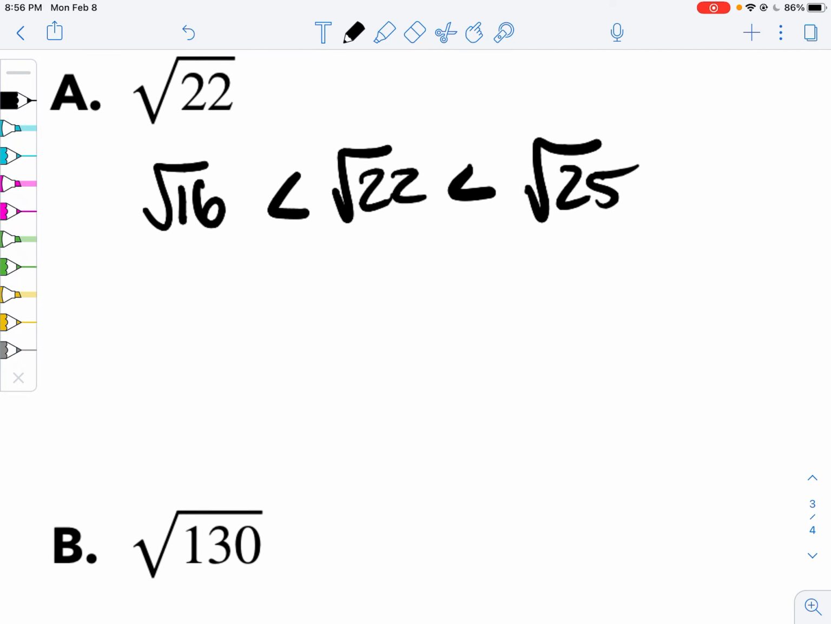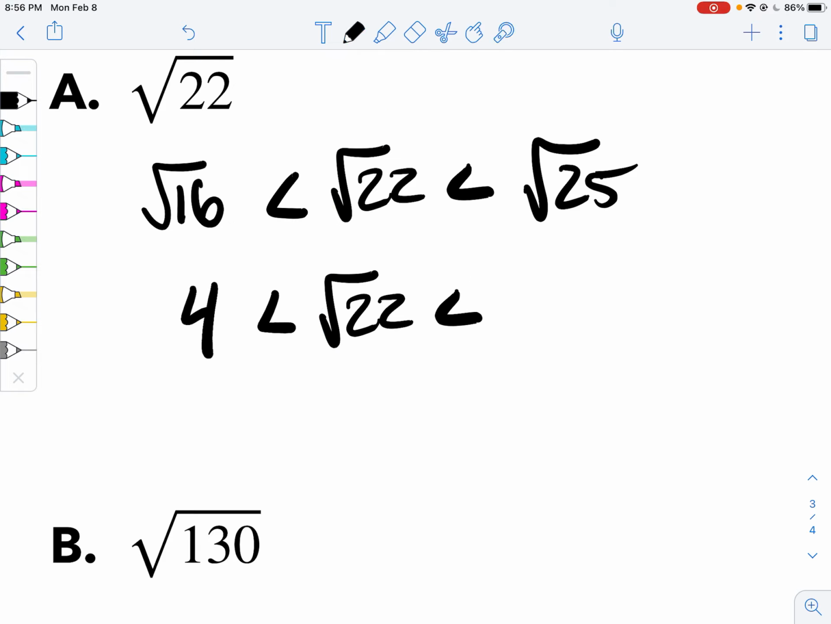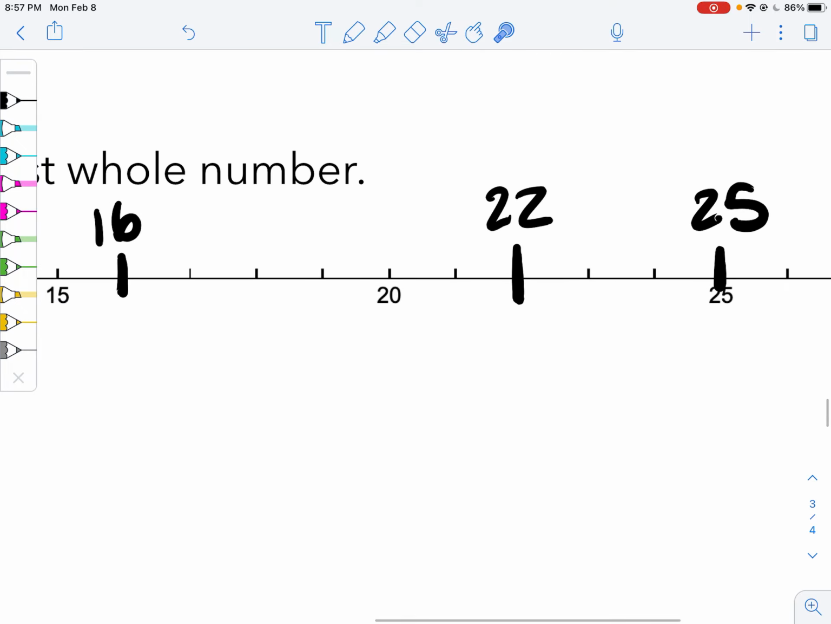Now, guess what, guys? I can simplify this. What is the square root of 16? It's 4. This stays the same. What is the square root of 25? 5. So the square root of 22 is between 4 and 5, somewhere-ish. But if you look at the number line, what is it going to be close to?